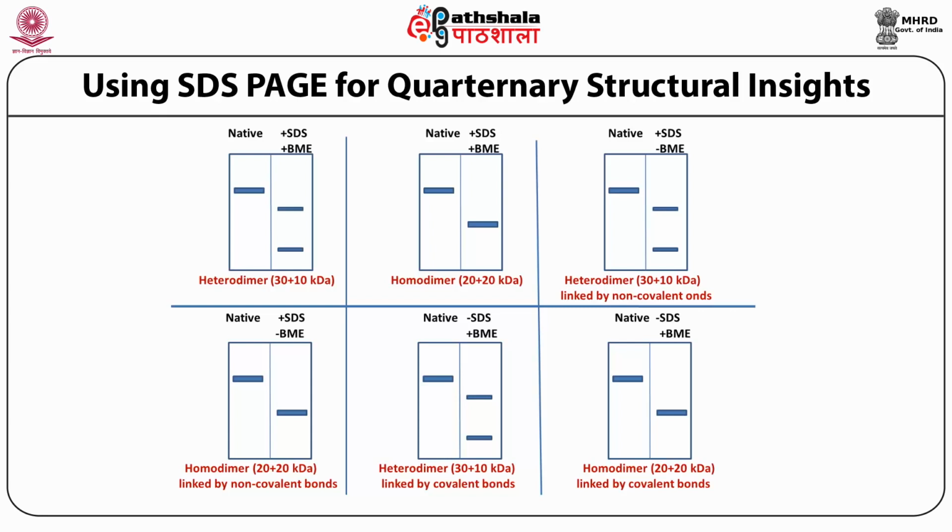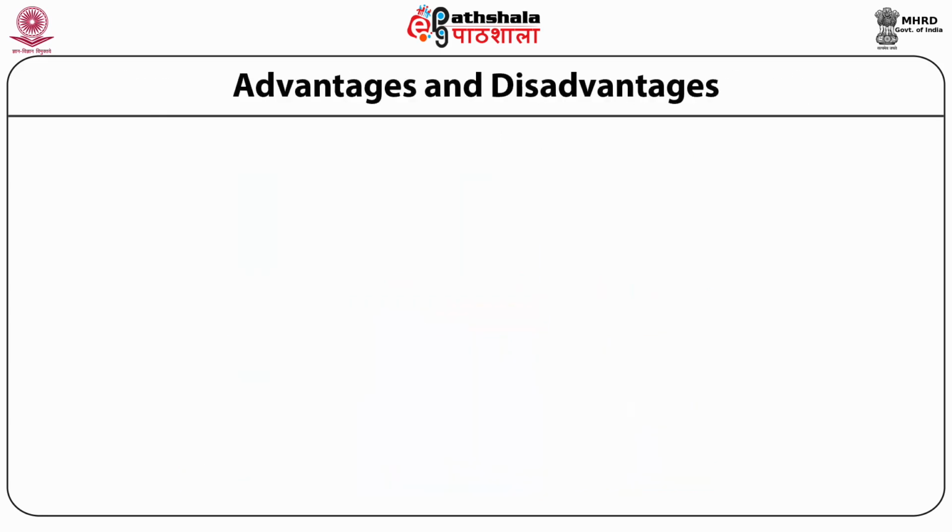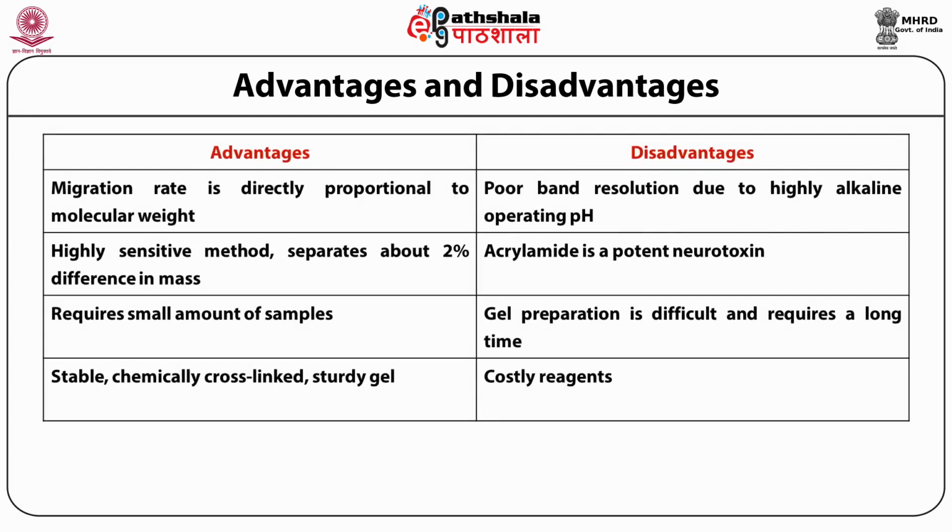We now try to weigh the advantages and disadvantages of the SDS PAGE experiment. The advantages would be manifold. They are: migration rate is linearly proportional to the molecular weight. It's a highly sensitive method depending upon the type of the stain used and separates out 2% differences in mass. Requires small amount of samples. They are stable, chemically cross-linked, and a sturdy gel could be cast for the electrophoresis.